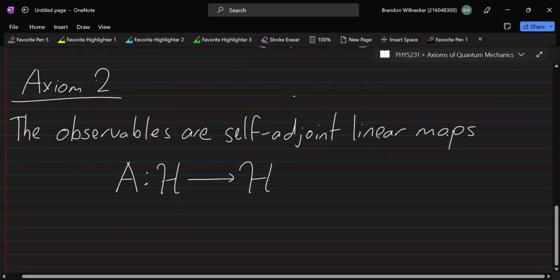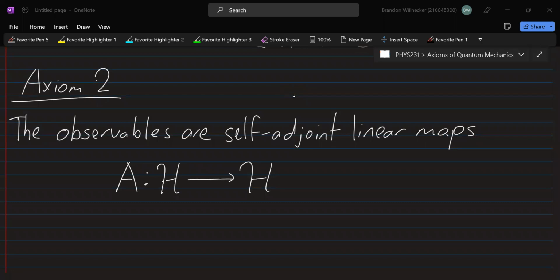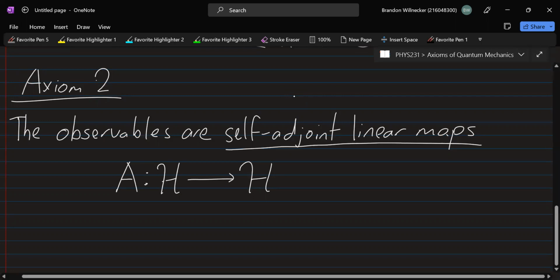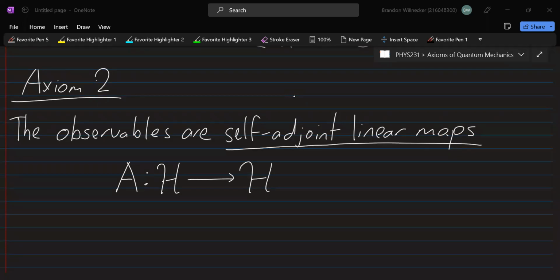Okay, so those are the observables, things that you can observe, such as position. In classical mechanics, we just have the variable x for position. Here, that gets translated into a linear map. Momentum becomes a linear map, and the energy becomes a linear map. Anything that you can measure in the classical system now becomes a self-adjoint linear map for the quantum system.